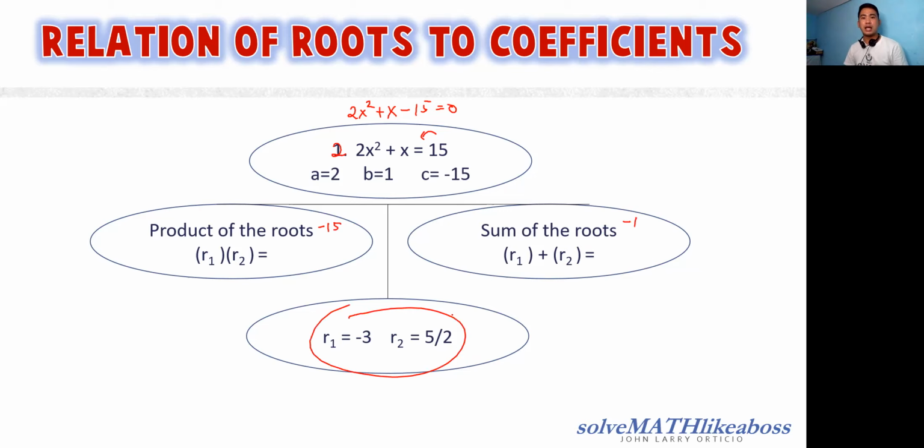Kunin natin yung sum nila at kunin din natin yung product. So, negative 3 plus 5 over 2. So, dito, pag mag-solve tayo, di ba, over 1. So, ganito lang, butterfly, negative 6 plus 5 all over the product of denominators 2. So, that's negative 1 half. And the product, negative 3 over 1 times 5 over 2, tapat-tapat lang to. So, magiging negative 15 over 2.